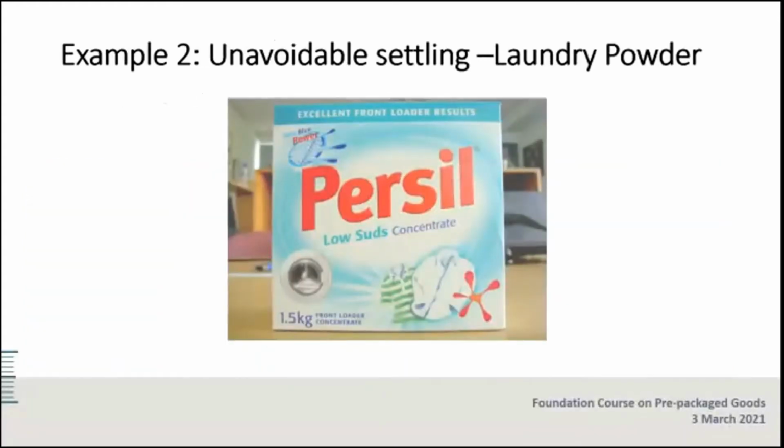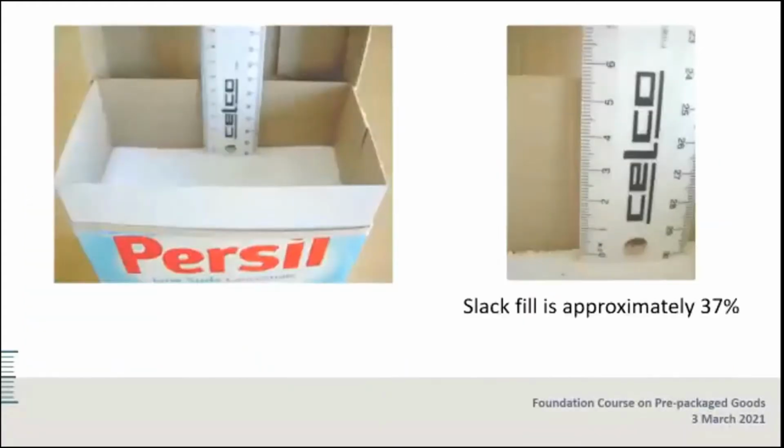And this is unavoidable settling. You have a slack fill, almost 37%, because it is a detergent and it should move so it won't break the package because of the handling. So it's okay to have slack fill.